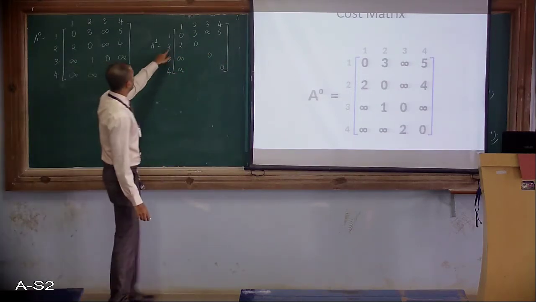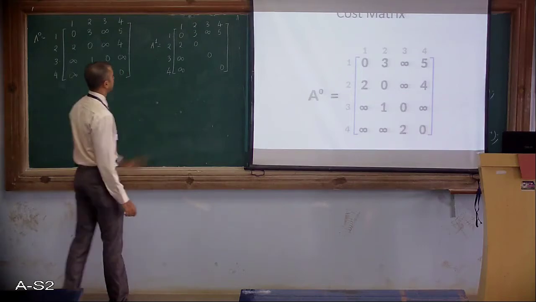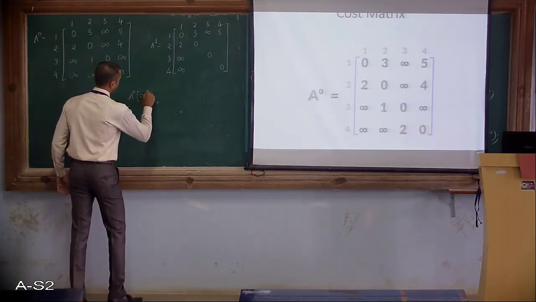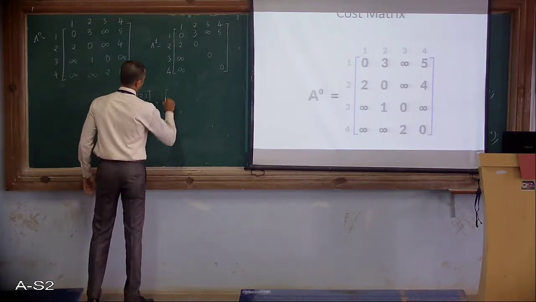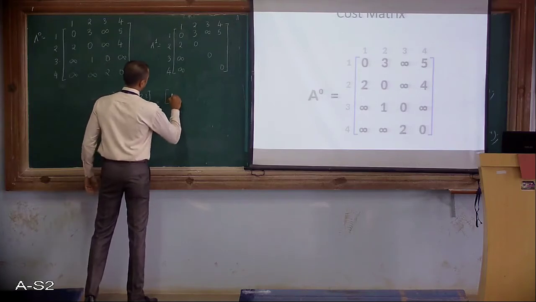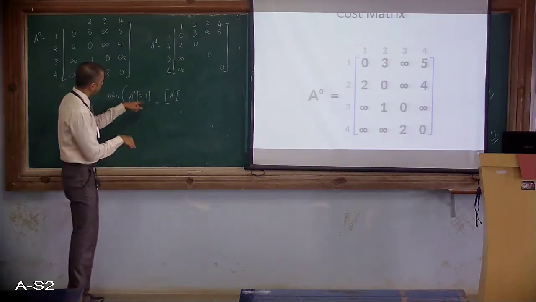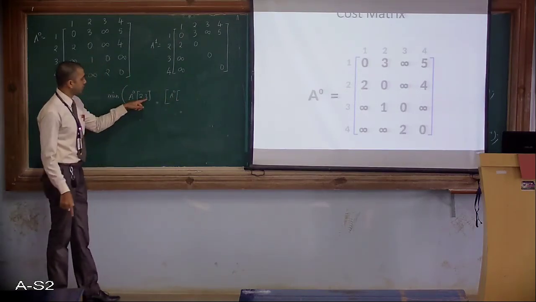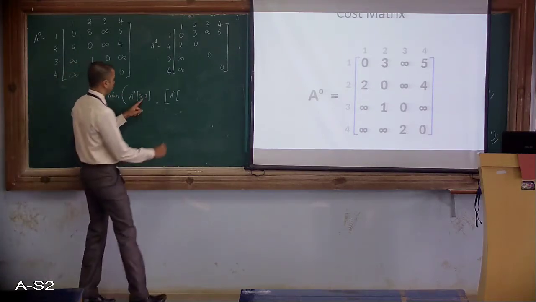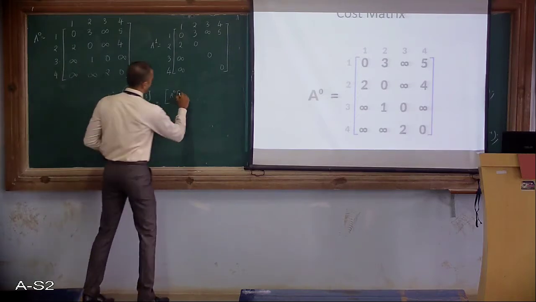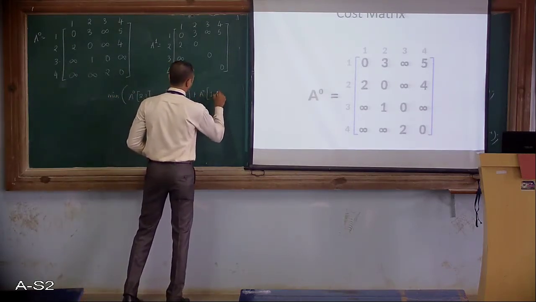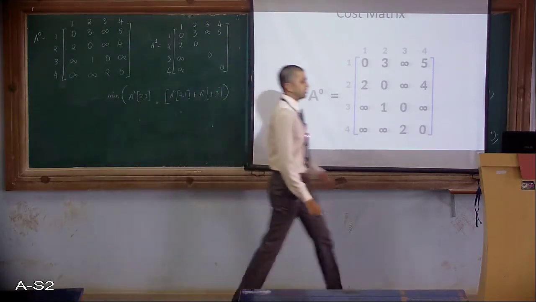Let's see. 2 to 3. So I'll apply that formula. A of 0, 2 to 3. So I'm going to calculate the minimum of these two. 2 to 3, A of 0. Now I'm going to insert 1 in between 2 and 3. Why? Because 1 is the intermediate vertex. So it's going to be 2 to 1 plus A of 0, 1 to 3, according to this formula.